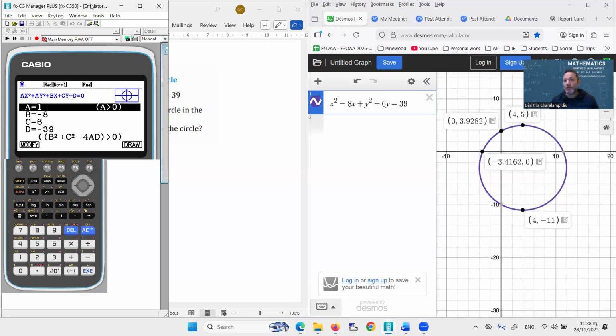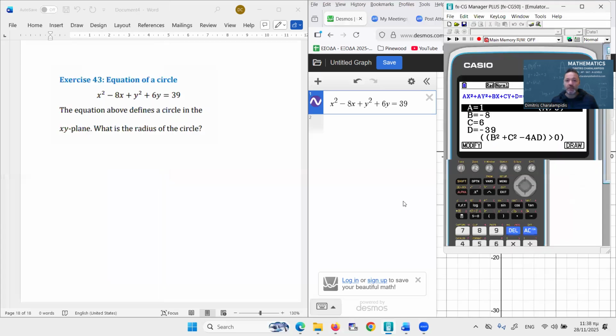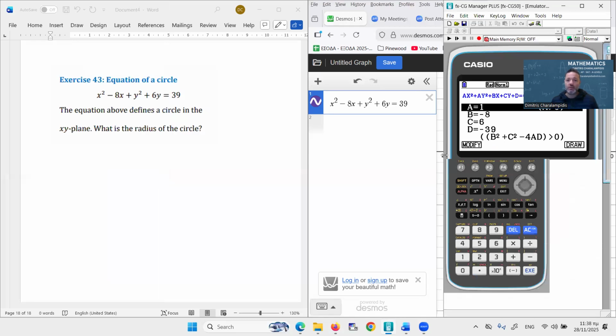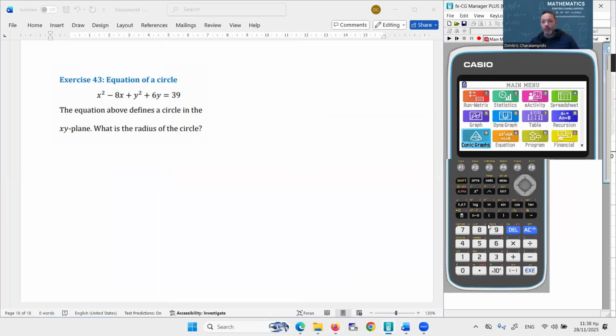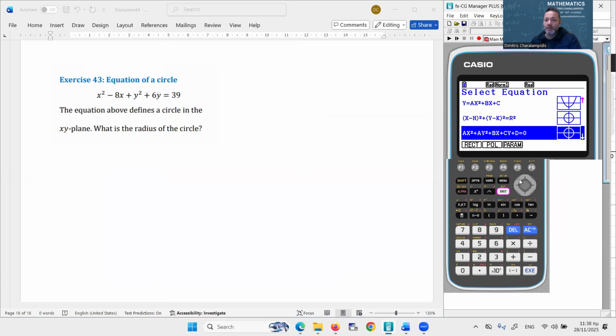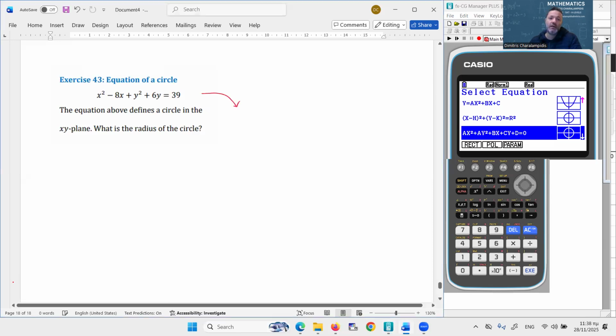I am using Casio FX CG50, so I'm going to show you how this one works. We are here in the menu. Our calculator, this one, Casio, has a path that can take you directly to where you need. So I'm going to use conic graphs, and then I'm going to search this form. Ax squared plus ay squared plus bx plus cy plus d equals 0.